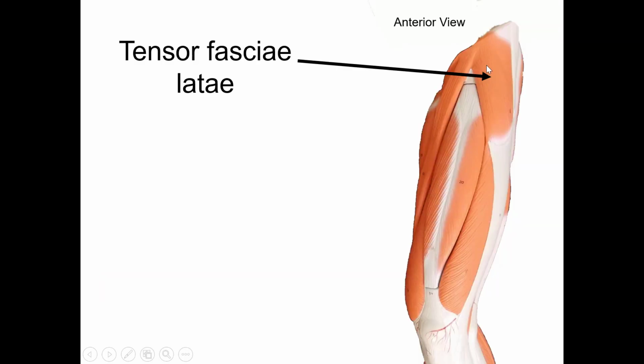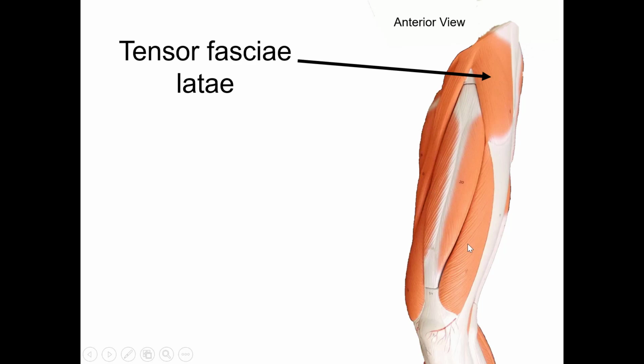The tensor fascia lata is seen in this anterior view. This muscle is attached to a band of fascia that comes all the way down the side of the leg. When the tensor fascia lata contracts, it will abduct and flex the thigh as well as medially rotate the thigh. More importantly, it's a stabilizer for the knee and the trunk. This muscle helps hold the hip joint and the knee joint in alignment and thus stabilizes those joints.